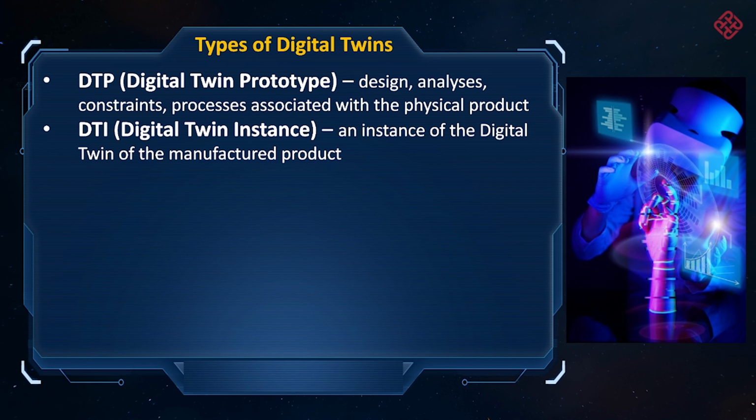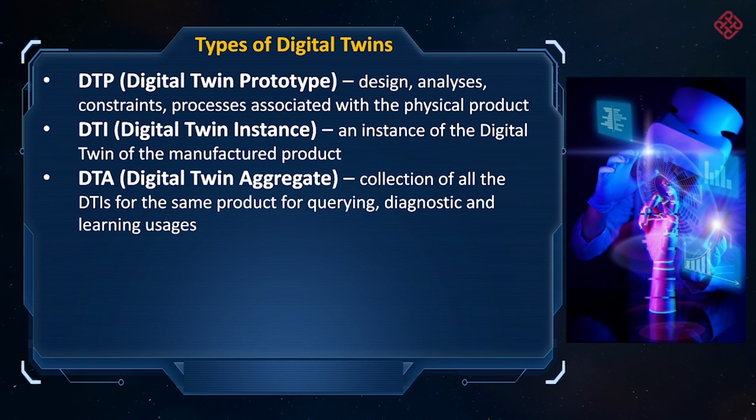The second one is DTI, digital twin instance, and that is an instantiation, an instance, a version of the actual execution of the digital twin systems, a digital record of all the things involved when this digital twin system is running in execution.